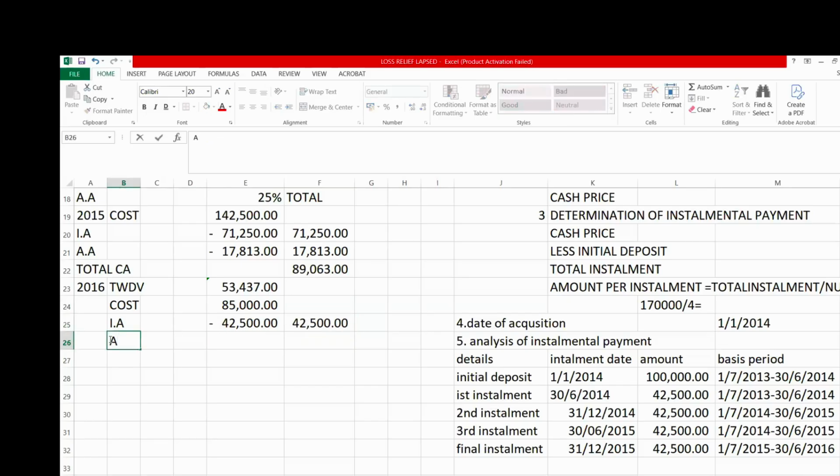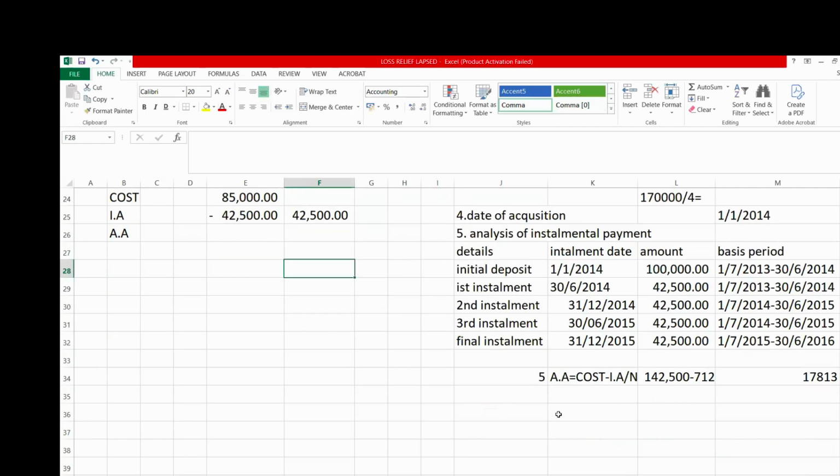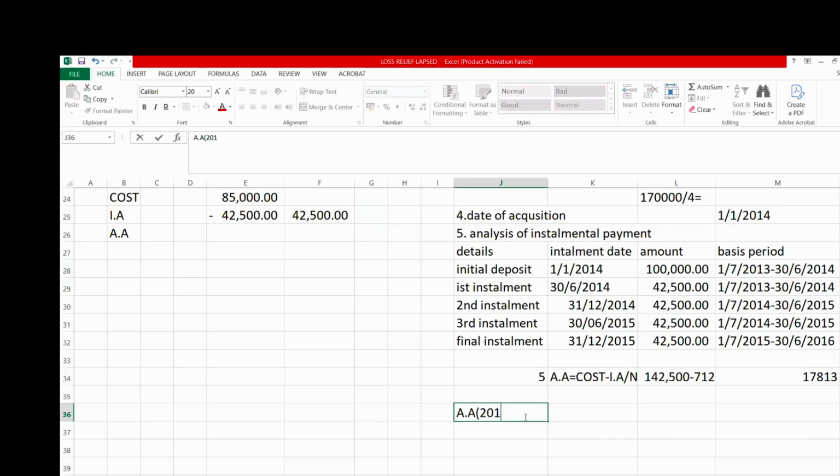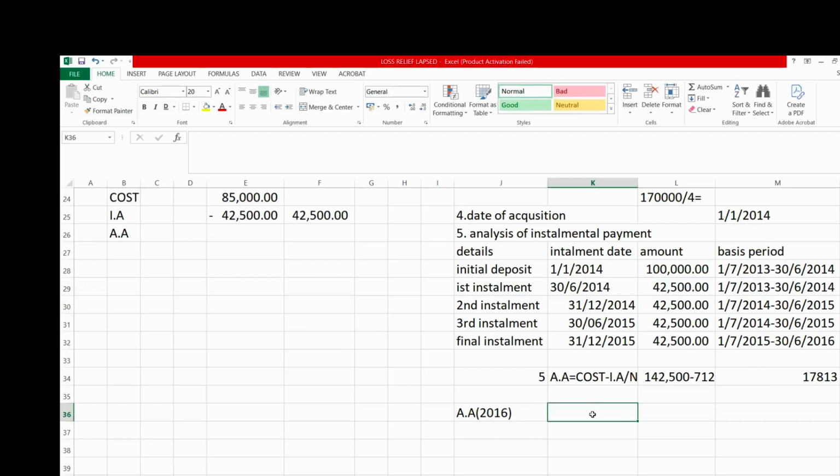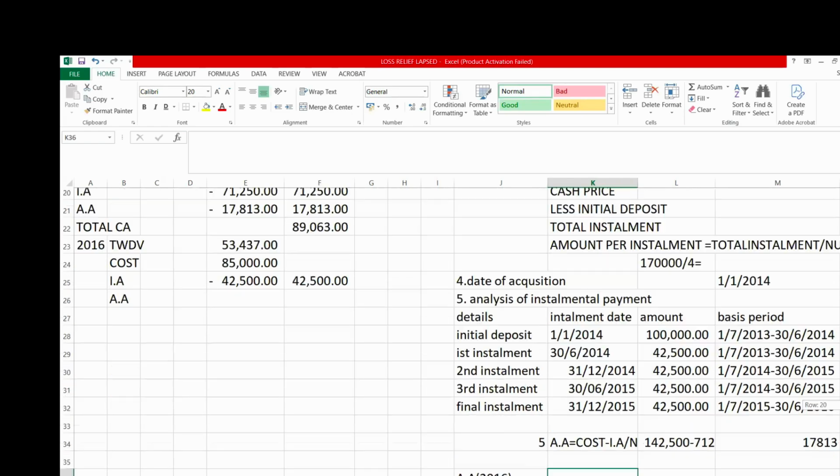We now have annual allowance. So annual allowance will now be in two forms. Look at how you are going to look at it. Our annual allowance in 2016 will now be, we also have a tax written down value and a new cost. The tax written down value will now be, how much is the tax written down value? 53,437.